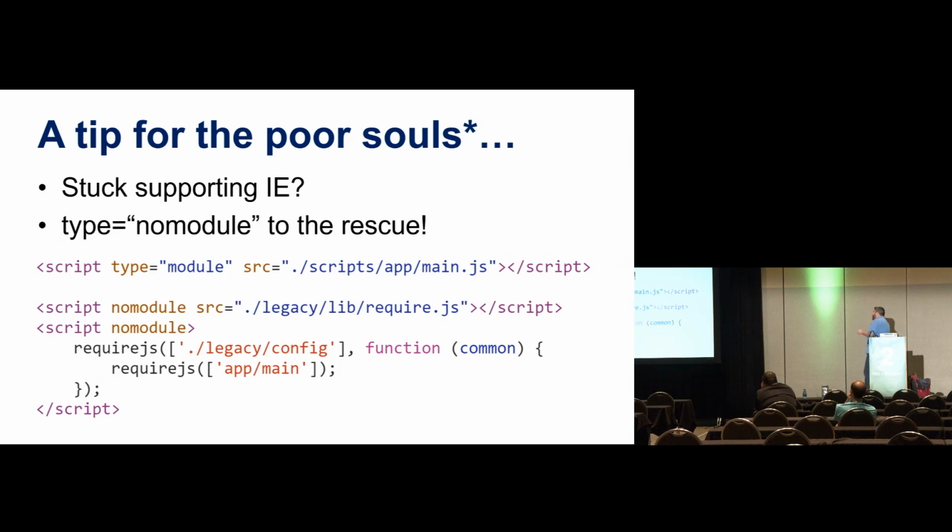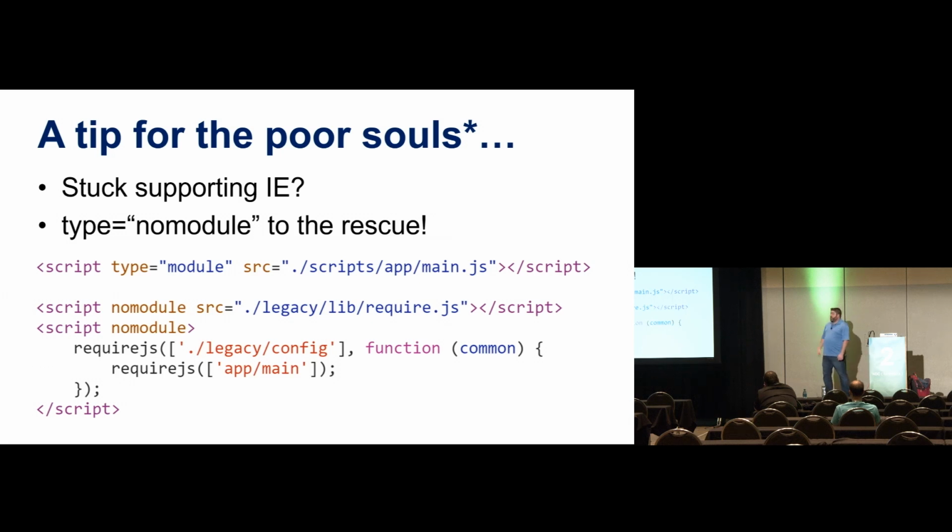So can we have a tip for the poor souls that are stuck supporting them? Here's the cool thing. Type nomodule on your script tags, or not type equals nomodule, just nomodule. So when you have a script type equals module, browsers that understand that will load it, okay? But Internet Explorer has no idea what script type equals module means. So it's not going to go and load and try to run the JavaScript in script/app/main. So that's great for us because it would error out if it tried to run that.